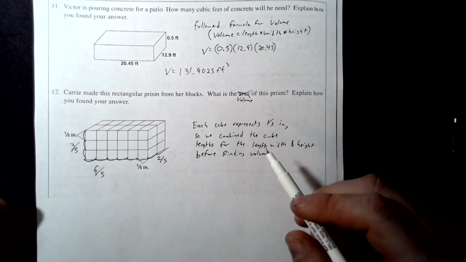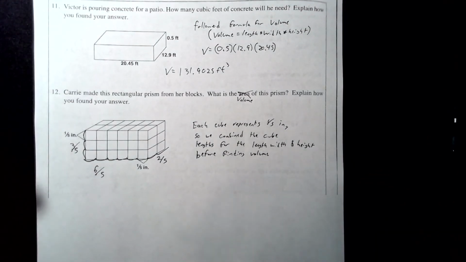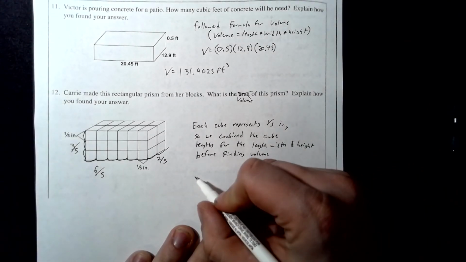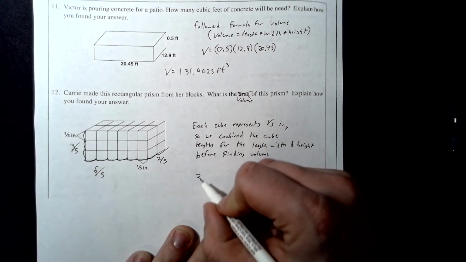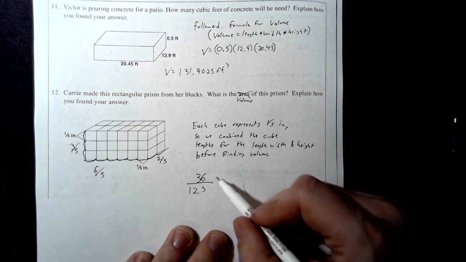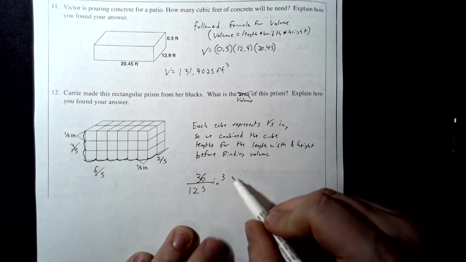So then we're simply going to do 3/5 times 6/5 times 2/5. And that should give me 36/125 of an inch cubed.